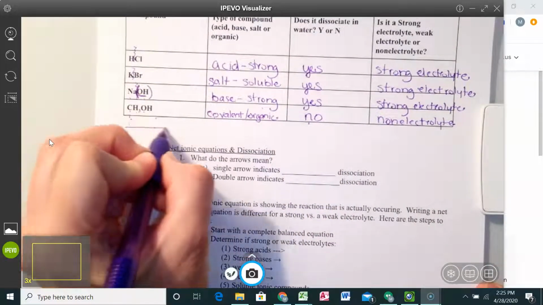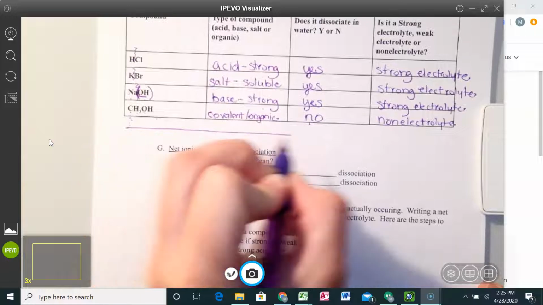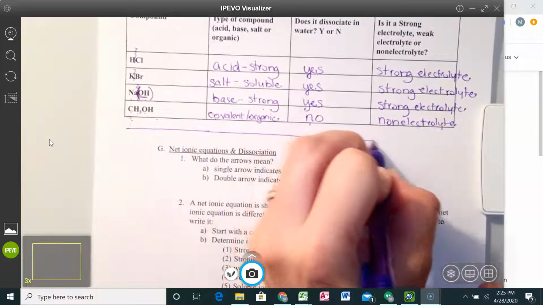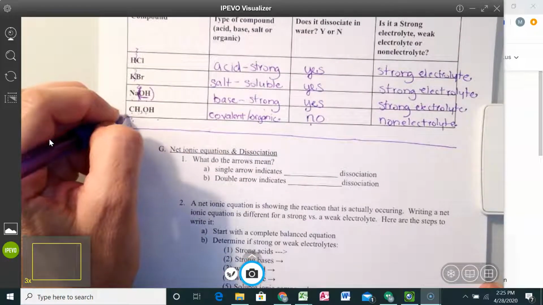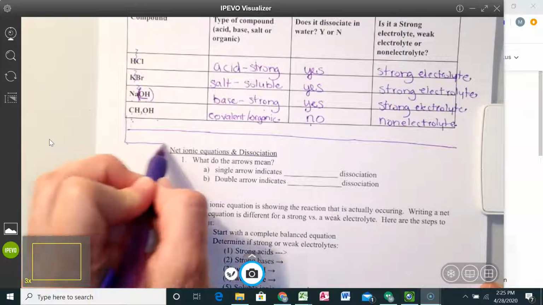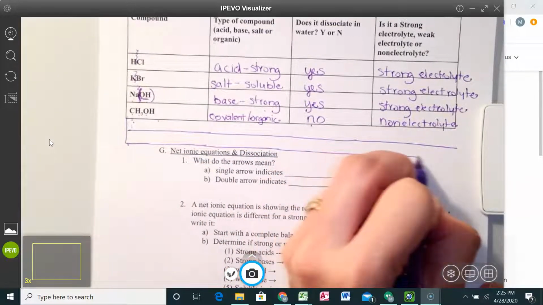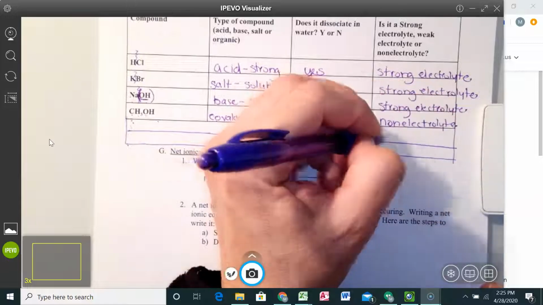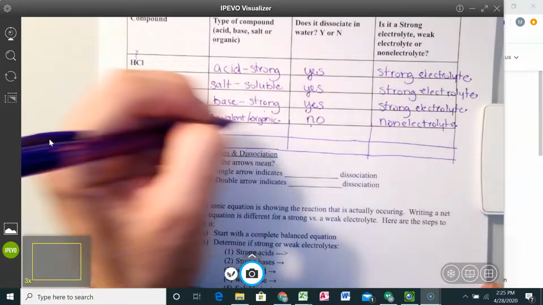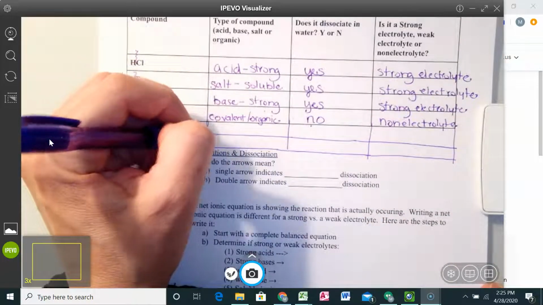Okay, for your sake, I want us to add 2 more rows here. So give yourself a moment to just do that. And I'd like to do 2 more examples that weren't originally in here. So take a moment to do that.